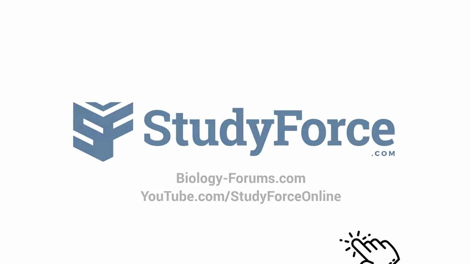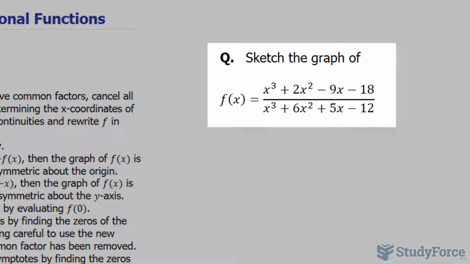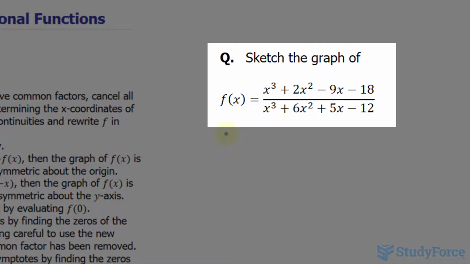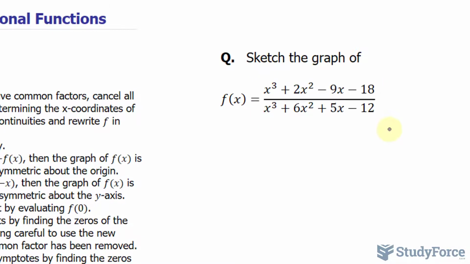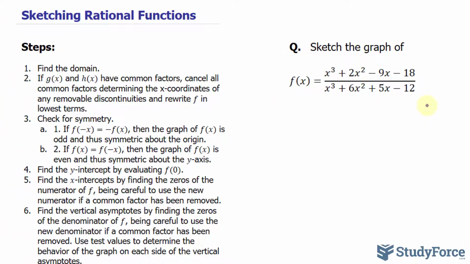In this tutorial, I'll show you how to sketch rational functions. The question reads, sketch the graph of the function shown underneath. Notice that the function that we're working with is a fraction, and we have a polynomial at the top and one at the bottom. And that by definition is a rational function. To do this effectively, we'll be going through each of these steps and I'll explain exactly how it's done.